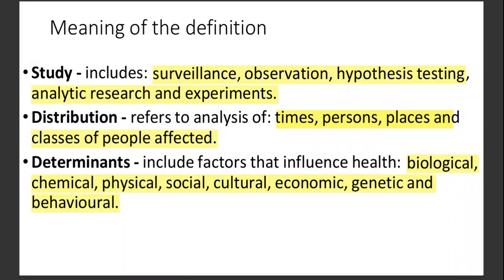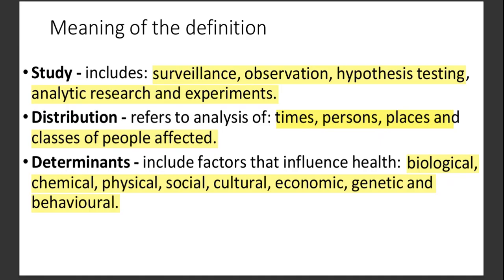So remember I've said epidemiology is a study of the distribution and determinants of disease. If we look at the definition itself, we have got study. So how do you study disease and the distribution? You can use surveillance, you can observe, you can also do what is known as hypothesis testing. You understand this much later because there are also some equations we'll bring in. And you can also do experiments just to be able to study how diseases are distributed. Distribution itself refers to the analysis of time, person, place, and classes of people already mentioned, to say this kind of people can have the disease more than another kind.